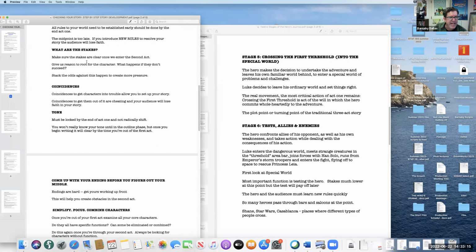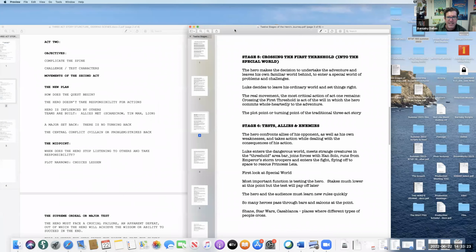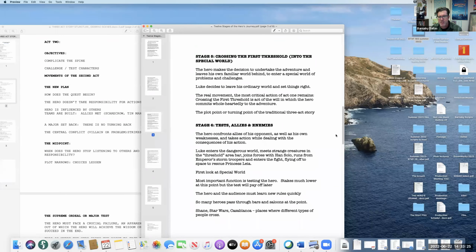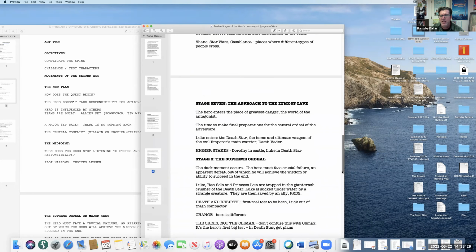What are the stakes? Well, the stakes need to rise as your story progresses. And this is in the hero's journey. You go from stage 6, tests, allies, and enemies, to, and this is an interesting way to say it, the approach to the inmost cave. Send your hero to the thing that scares him, her, or them the most. Send them to the greatest danger.